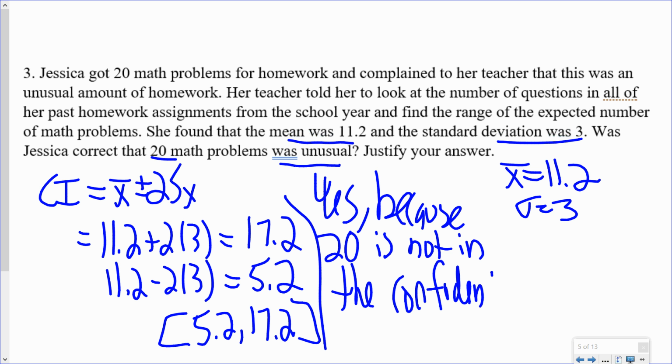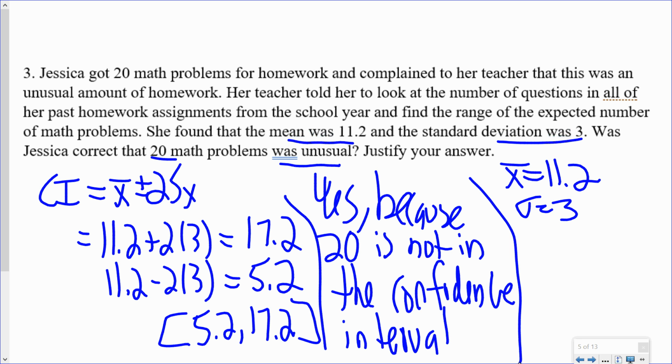Avoid saying the word "it." Don't say "it is in the confidence interval." It is not in the confidence interval. That can be very vague. So do your best to not say "it," say the actual value that you're looking at.